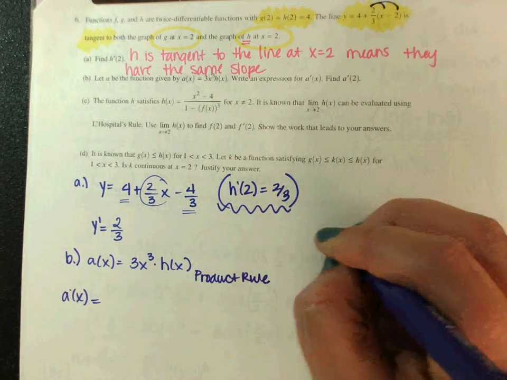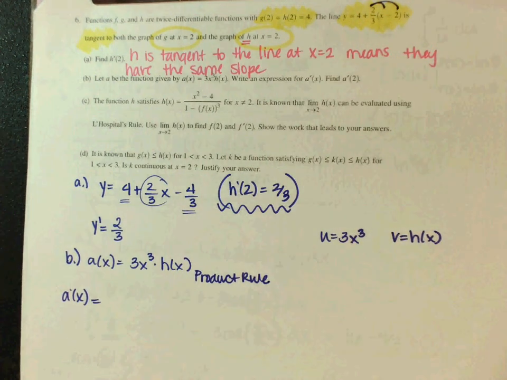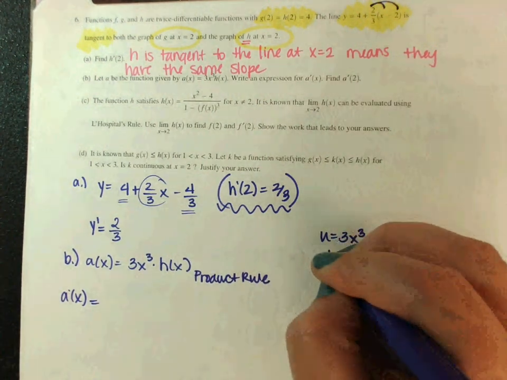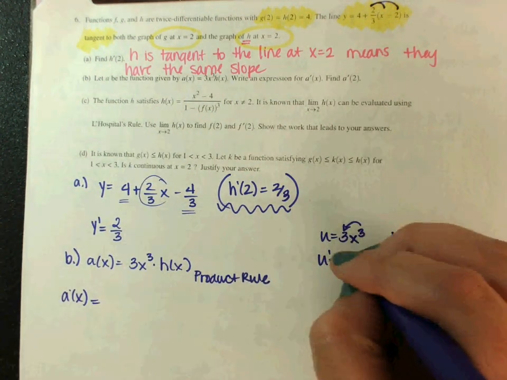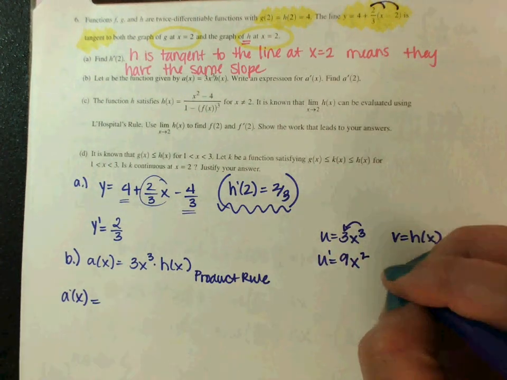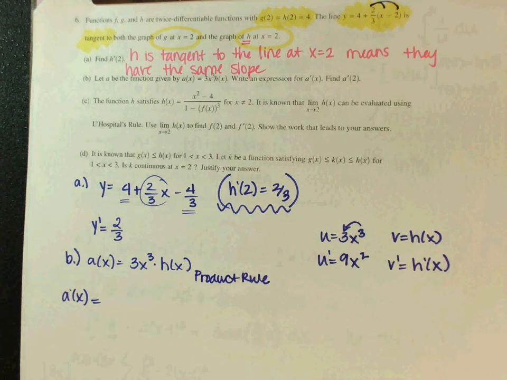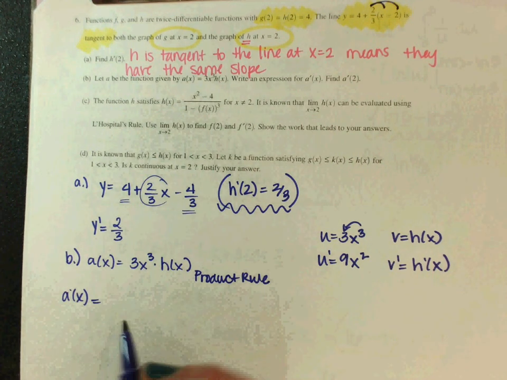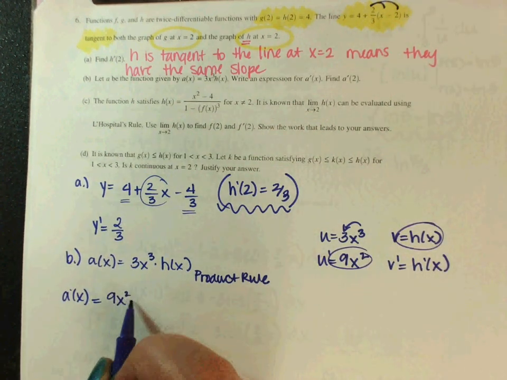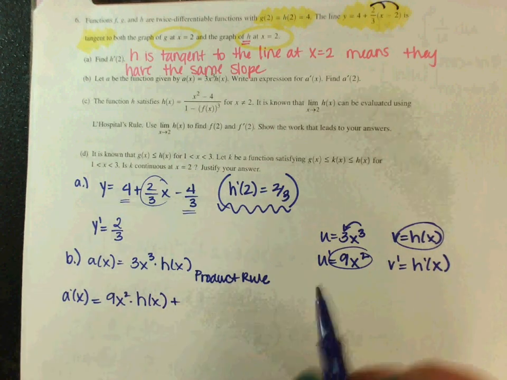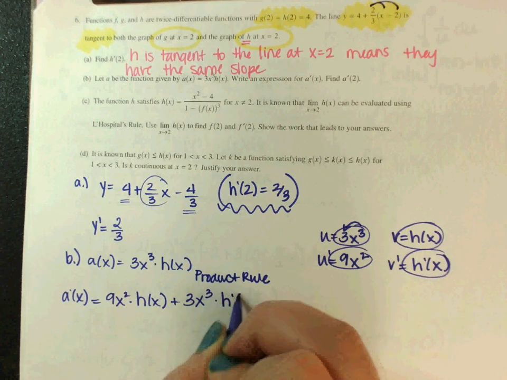So my u is going to be 3x cubed, my v is going to be h of x. Well then my u prime is going to be 3 times 3 is 9, then I'm going to have an x squared. My v prime is going to be h prime of x. And then from there I'm ready to set up my product rule. So it's going to be 9x squared times h of x plus 3x cubed h prime of x.